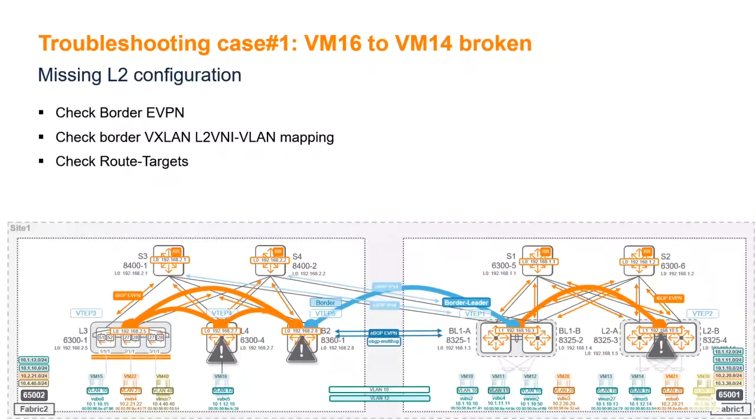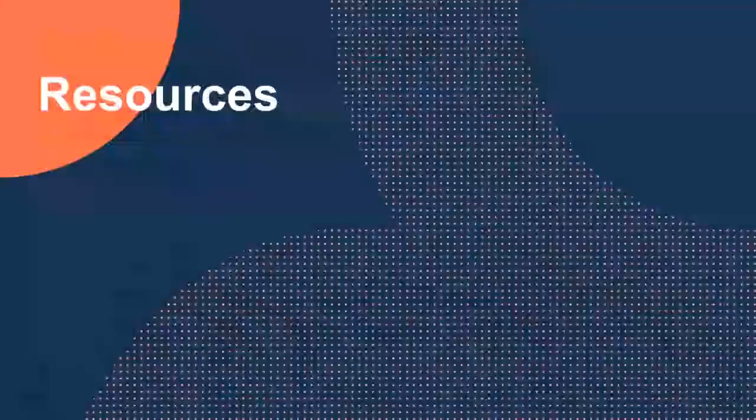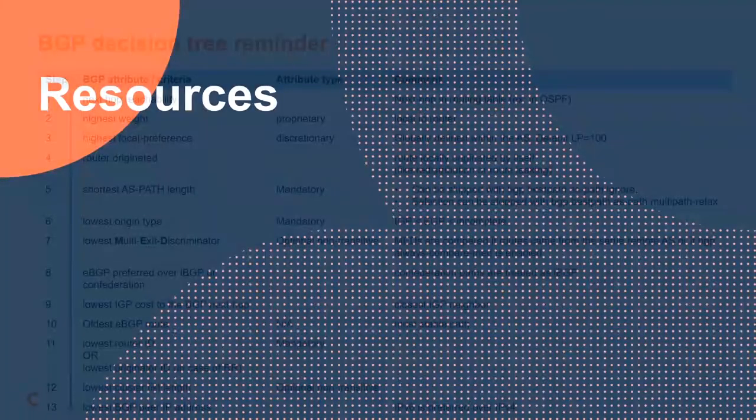Right. Resources, I put in a BGP decision tree as well. I think it's important to have that one.